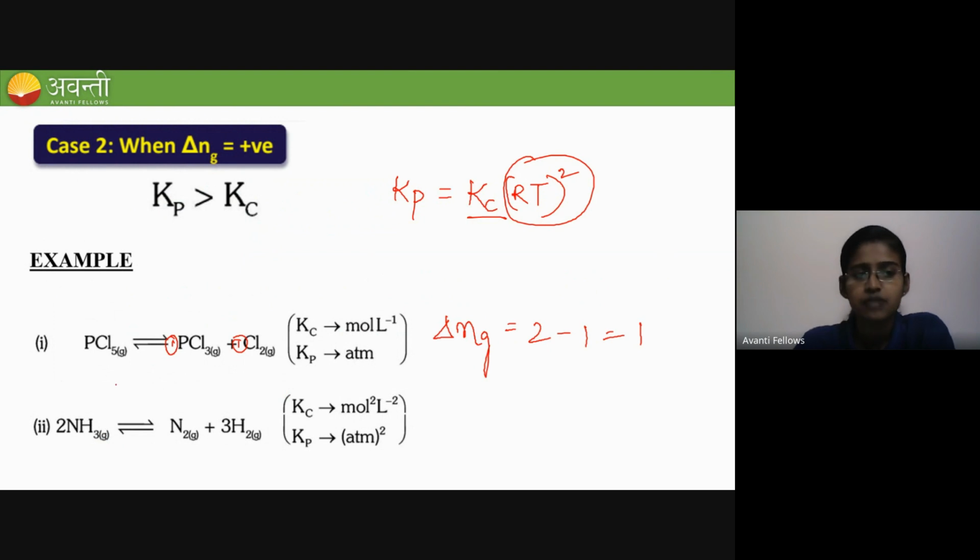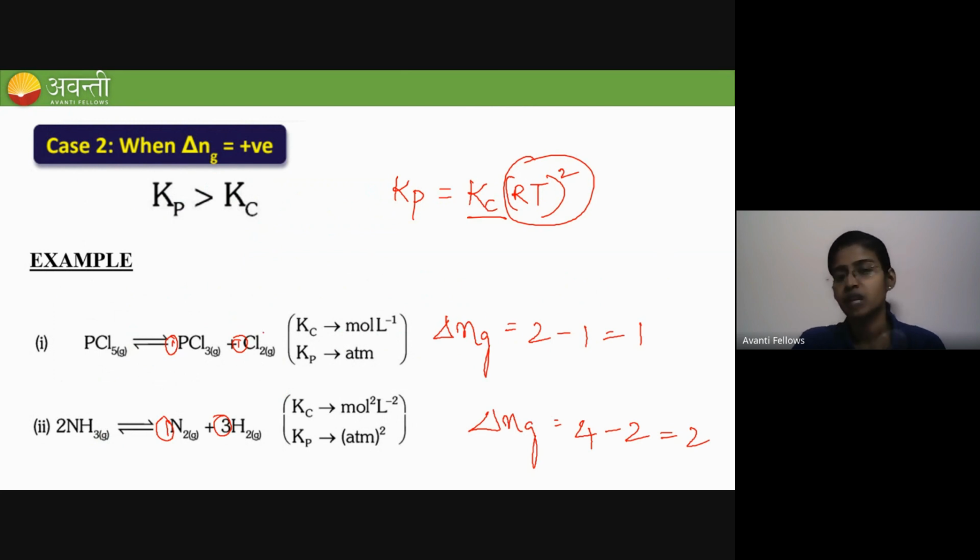For the second reaction, we have 4 moles of product and 2 moles of reactant, so delta Ng will be 4 minus 2, equal to 2. Kc has mole square per liter square as the unit, and Kp has atmospheric pressure whole square. If it is 3, substitute 3. If you get 4 as the value for delta Ng, substitute accordingly. This is how we get the units.